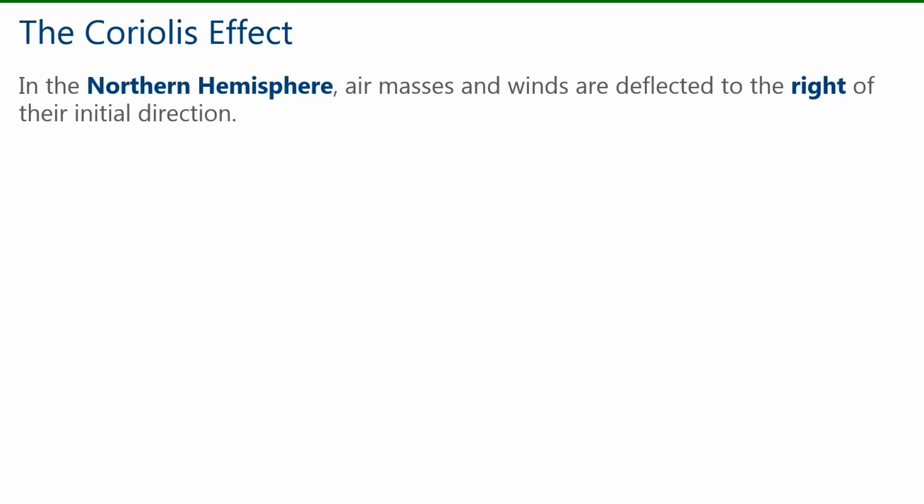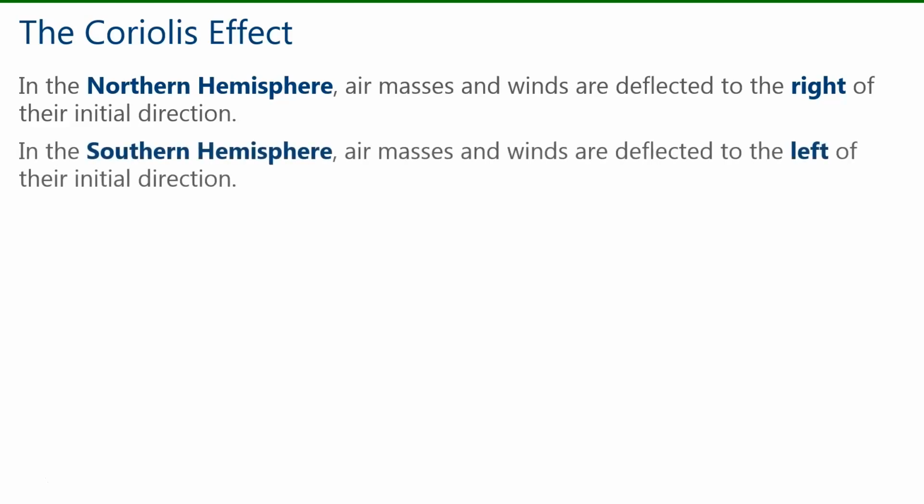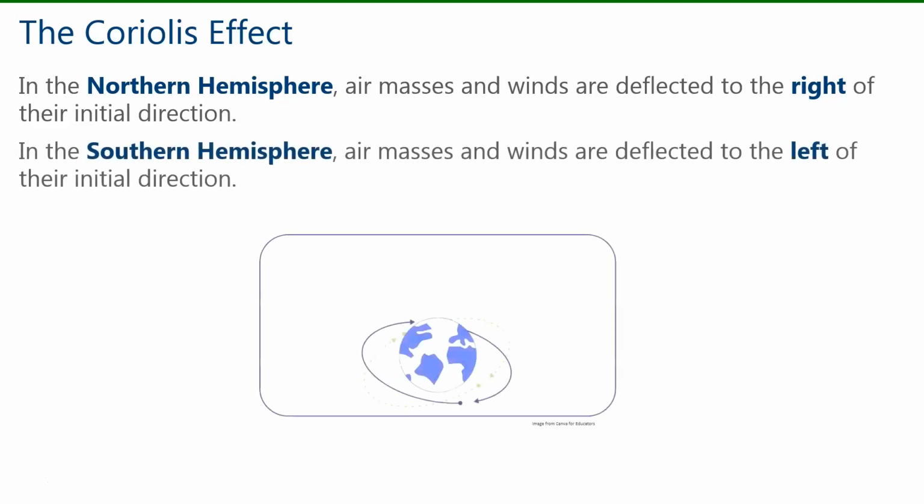In the northern hemisphere, air masses and winds are deflected to the right of their initial direction. In the southern hemisphere, air masses and winds are deflected to the left of their initial direction.